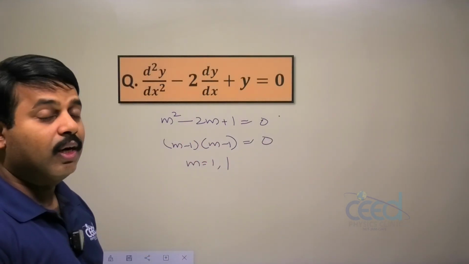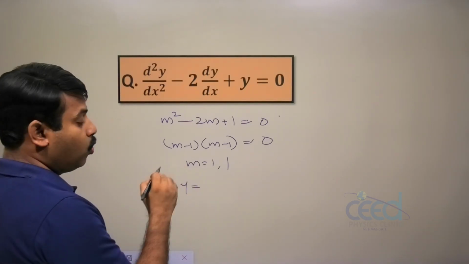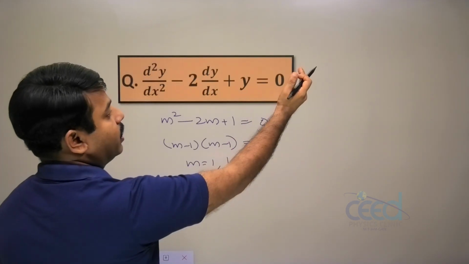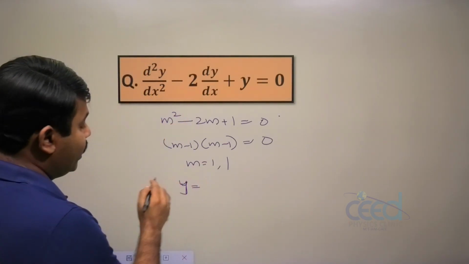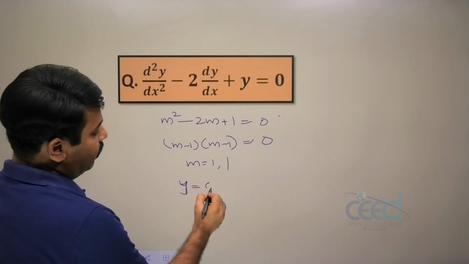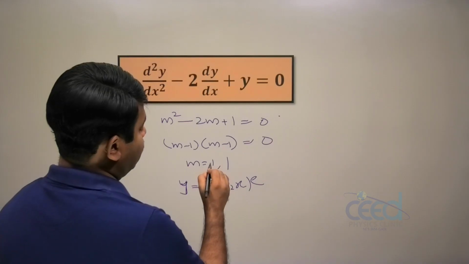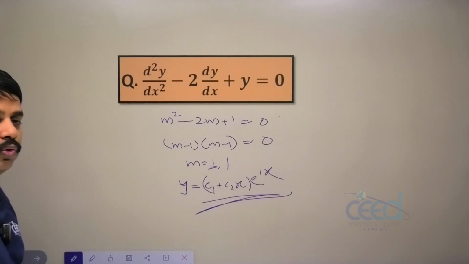Then m1, m2 are repeating. Then what is the complementary function? The complementary function is the solution. The right side has no function, so the particular integral we need not find. Understood? So y is equal to c1 plus c2x into e raised to mx. m is what? 1, so e raised to 1x, right? So this is the solution.